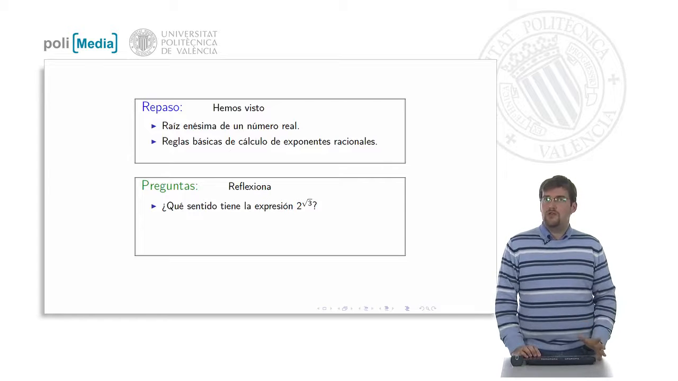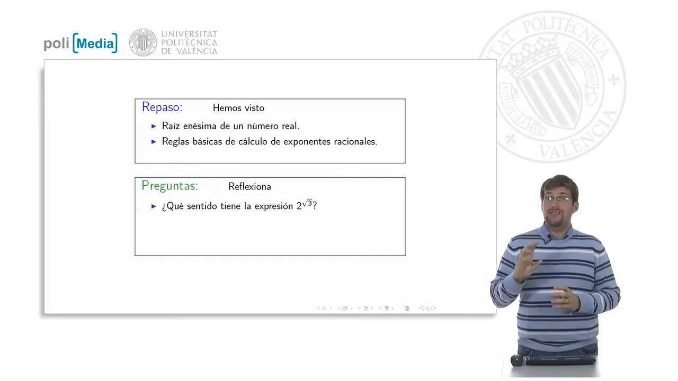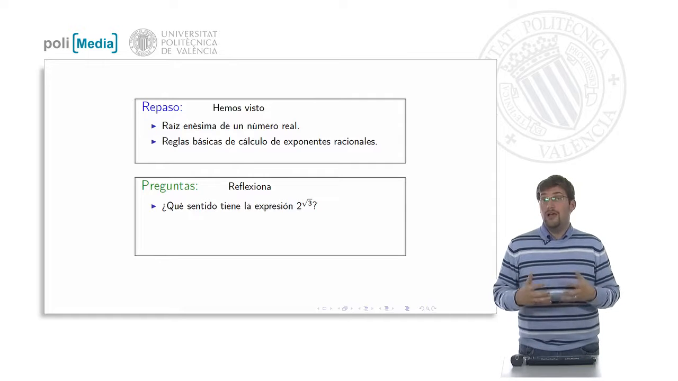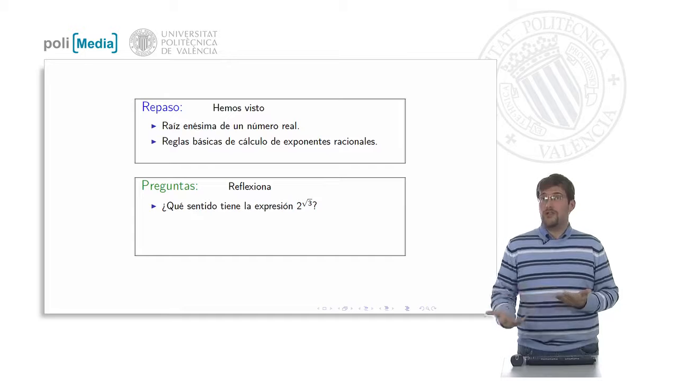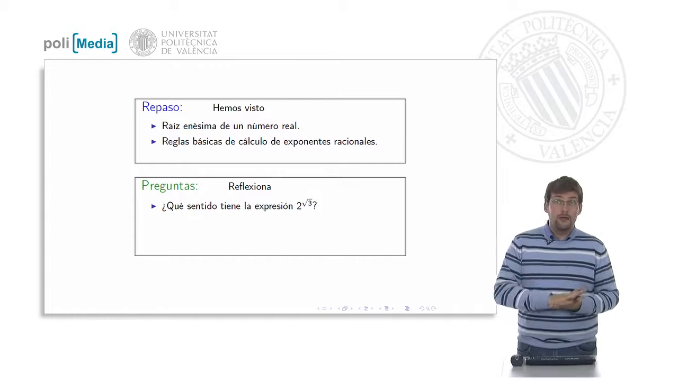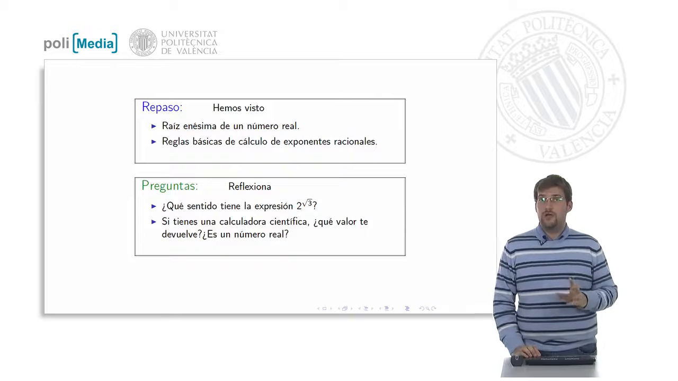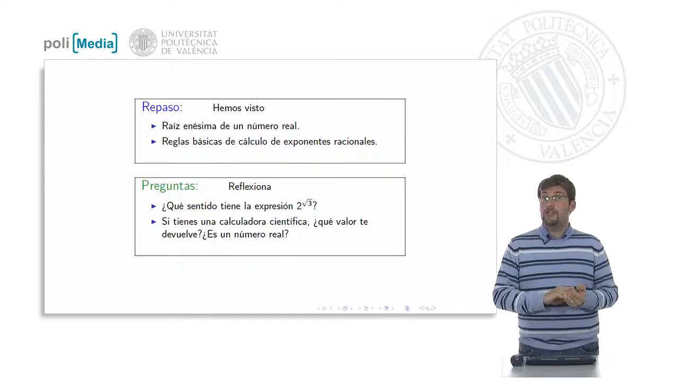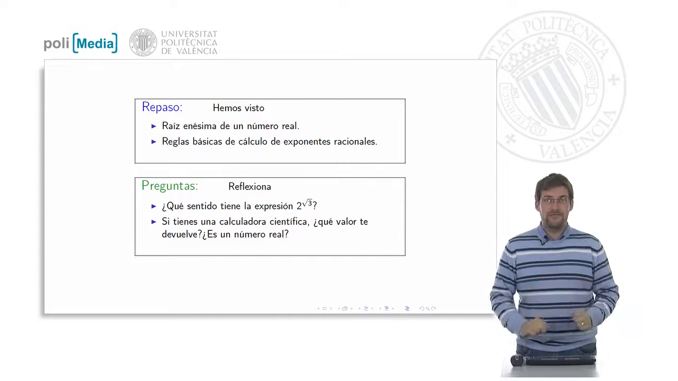Some questions to think about. What is the meaning of the number 2 raised to the root of 3? We are raising 2 to an exponent that is not a rational exponent. We have given meaning only to the calculation with a rational exponent, and the root of 3, which we know is not rational, is an irrational. It is a real number, not rational. An interesting way to check this is to use the calculator. If you have a scientific calculator, you can enter 2 raised to the root of 3 and check what value you get. What value do you get? Is it a real number? We'll see. Thank you.